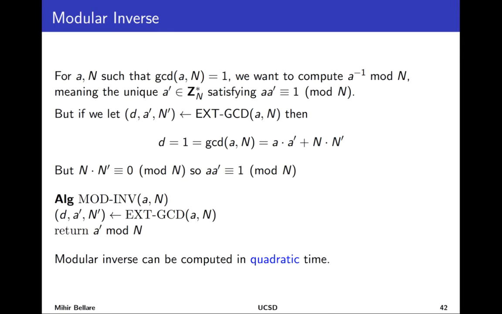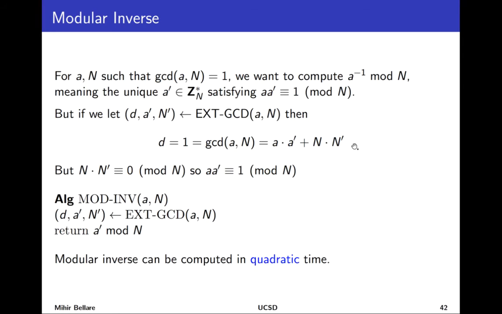The trick is to run extended GCD on A and n, and you get back this triple d, A prime, and n prime. Looking at that, you may say, wait, why do I even ask what the GCD is? Because I already know the GCD is 1. I'm starting with that assumption. So d will be 1. What's valuable is the weights. They tell us that 1 is a linear combination of A and n, A times A prime plus n times n prime.